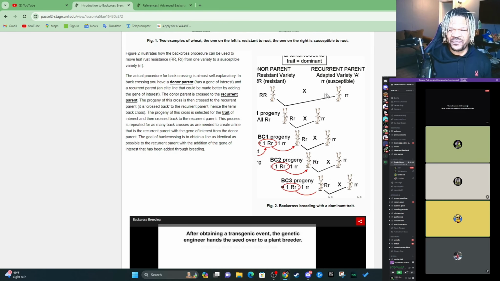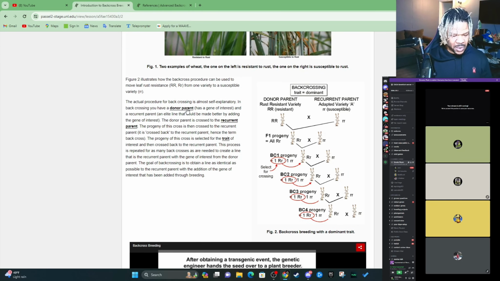Now, what if, for example, you were starting your line work and you got to your F1s? Could you use an F1 as a recurring parent instead? I guess you'd be kind of starting over, but I'm asking about using an F1 to backcross versus using the original parent.